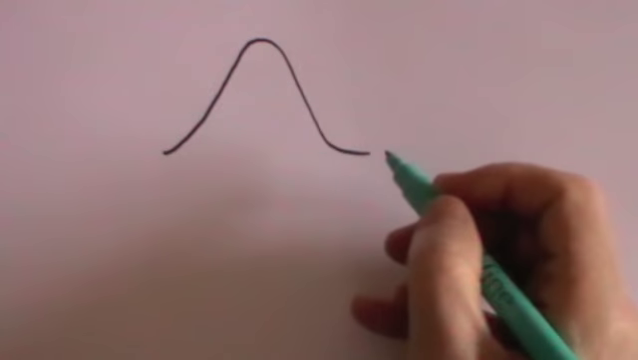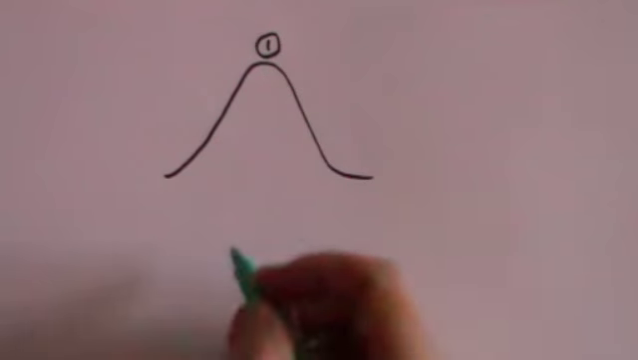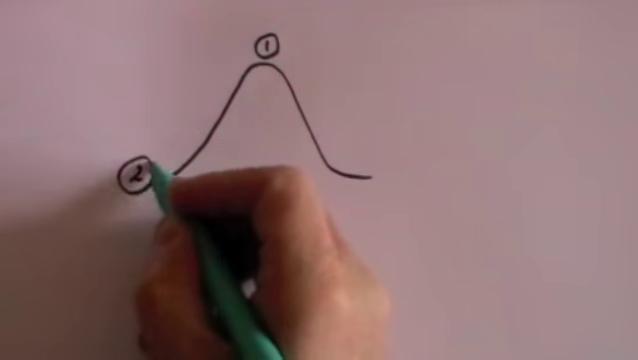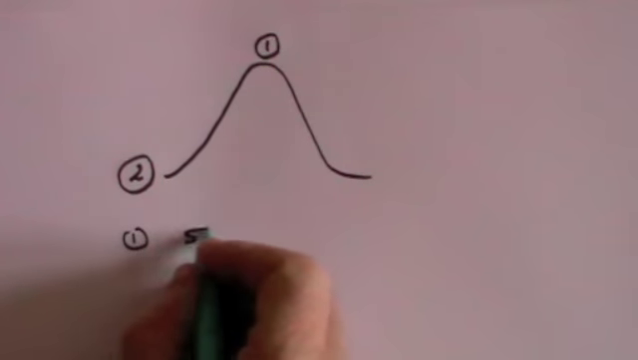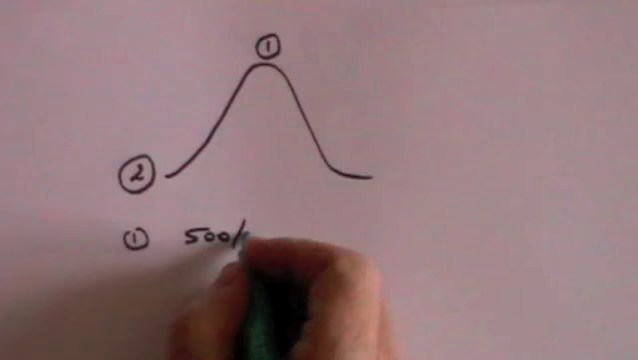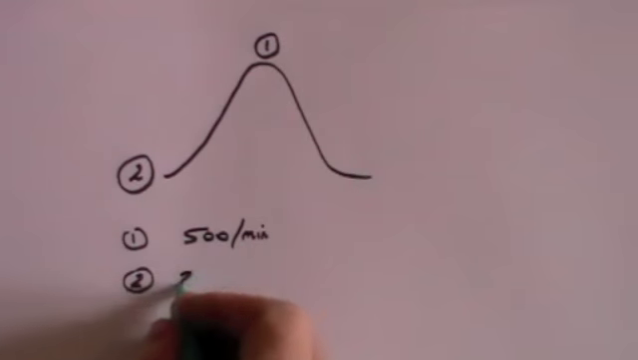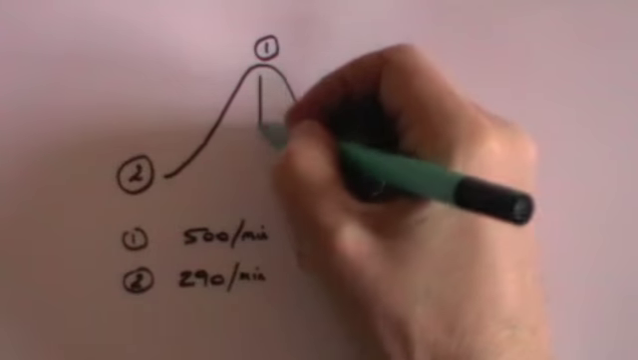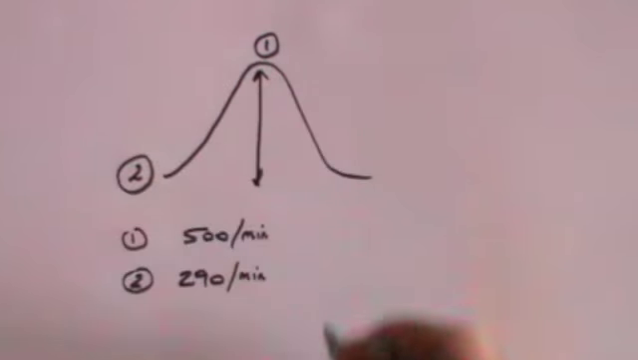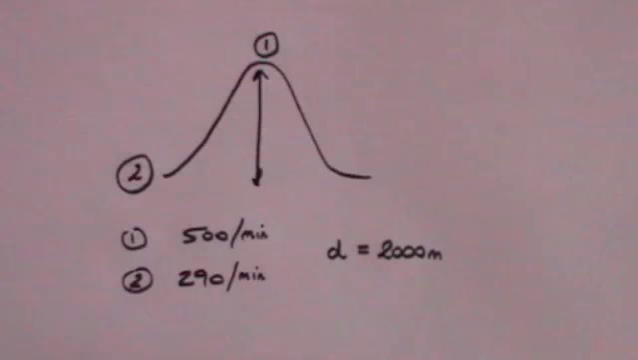So an experiment was done on top of a mountain where the number of muons were measured per minute at the top of the mountain and also at the bottom of the mountain. And what they found was that at the top of the mountain there were about 500 per minute recorded. And at the bottom of the mountain about 290 per minute were recorded. And the height of the mountain, the distance between reading 1 and 2, was about 2,000 metres.